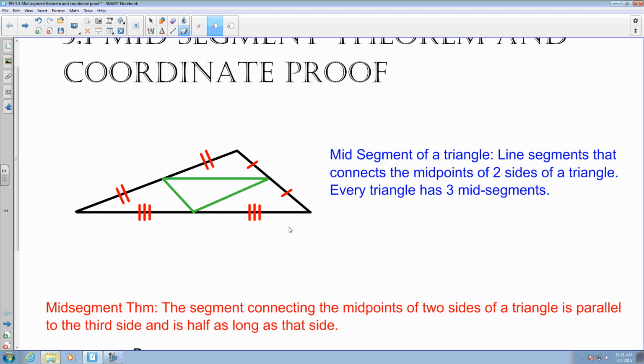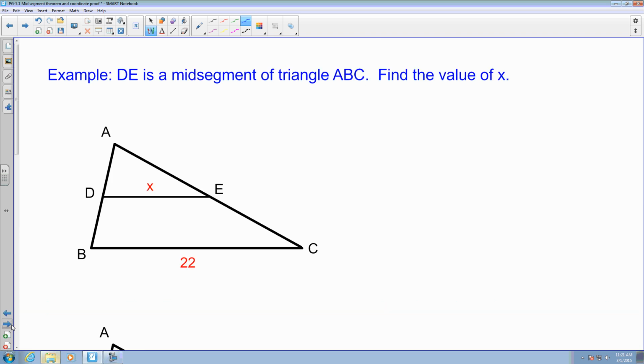So with that, we can solve some problems. The example says that DE is a mid-segment of triangle ABC, so we have to find the value for x. As long as DE is a mid-segment, we know that this is parallel to this. So what we're trying to find is x. Since DE is half the distance of BC in this case, I know that x is 22 divided by 2, which gives me 11.